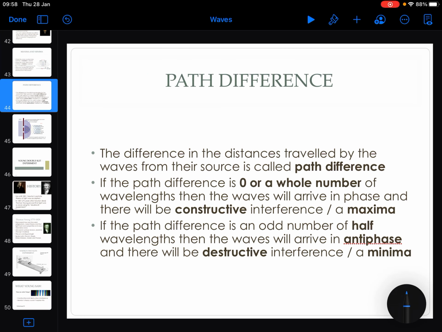Something that's very similar to a phase difference, and people quite often get confused, is path difference. The difference in the distances travelled by the waves from their source is called the path difference. If the path difference is 0 or a whole number of wavelengths, then the waves will arrive in phase and there will be constructive interference / a maxima. If the path difference is an odd number of half wavelengths, for example 3 pi over 2, then the waves will arrive in antiphase and there will be destructive interference / a minima.